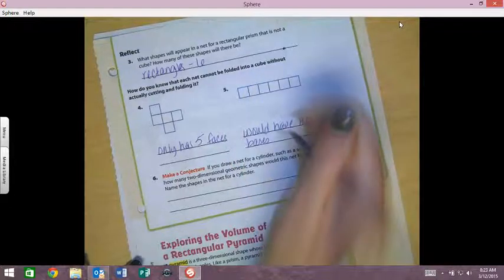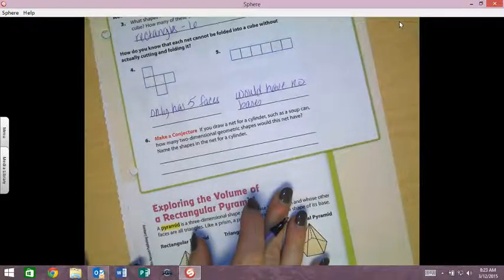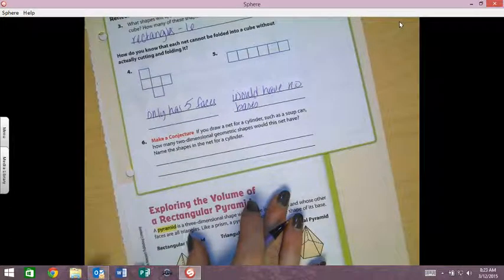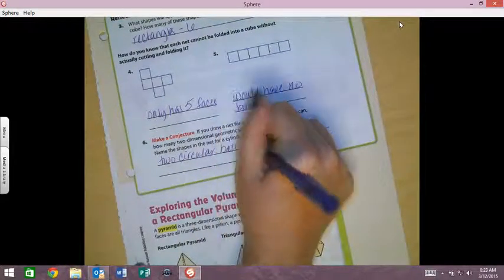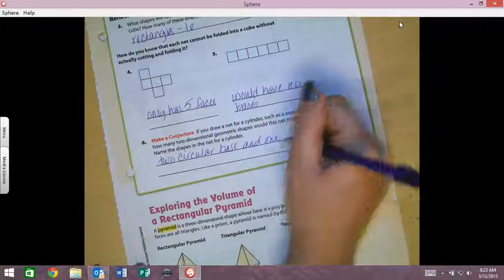And then number 6, if you draw a net for a cylinder, such as a soup can, how many two-dimensional geometric shapes would this net have? Name the shapes. Well, a cylinder has 2 circular bases and 1 rectangular face.